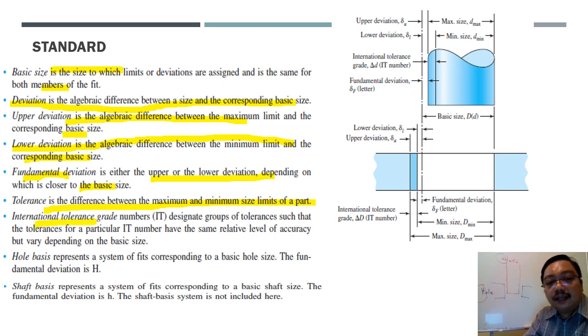International Tolerance grades, IT, designate a group of tolerances such that the tolerance for a particular IT number has the same relative level of accuracy but varies depending on the basic size. Hole basis represents a system of fits corresponding to a basic hole size, and shaft basis represents a system of fits corresponding to a basic shaft size. So these are all the terms and standards used to define a shaft and a hole.